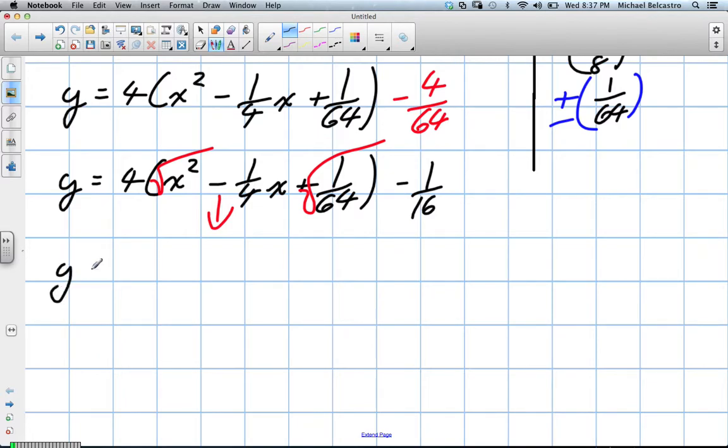So what I mean by that is this becomes y. Our 4 still stays the same. What's the square root of x squared? X. Square root of 1/64. Think of it like you're square rooting the top term and square rooting the bottom term. What's the square root of 1? 1. Square root of 64? You're thinking too much. What is 8 times 8? 64. So what's the square root of 64? 8. Yeah, that's right. So it's 1 over 8.